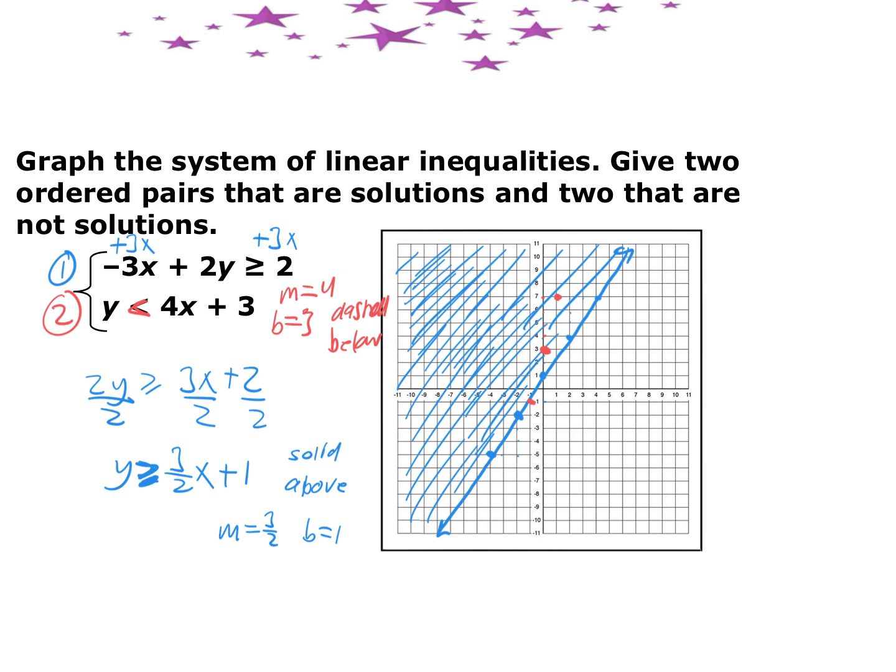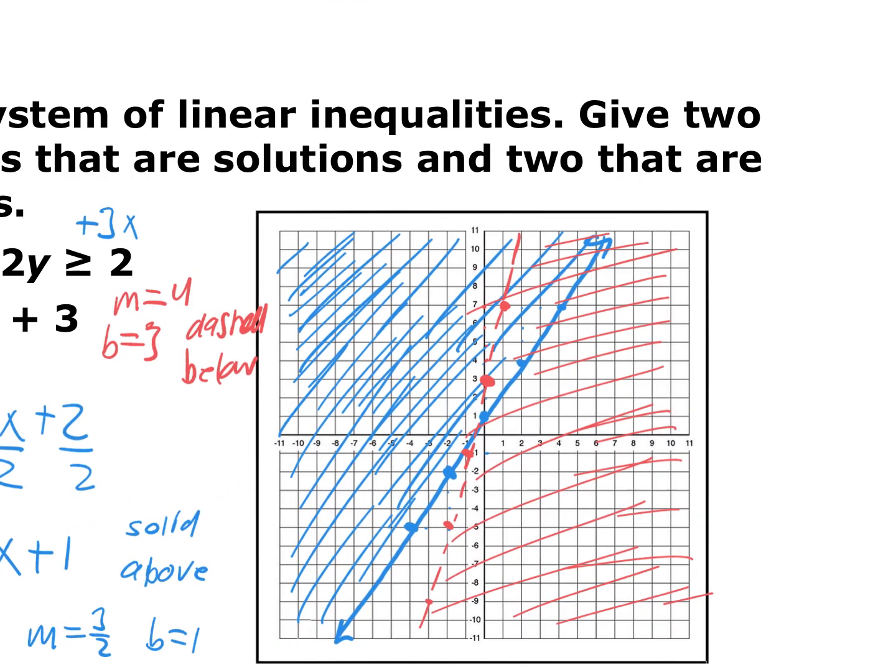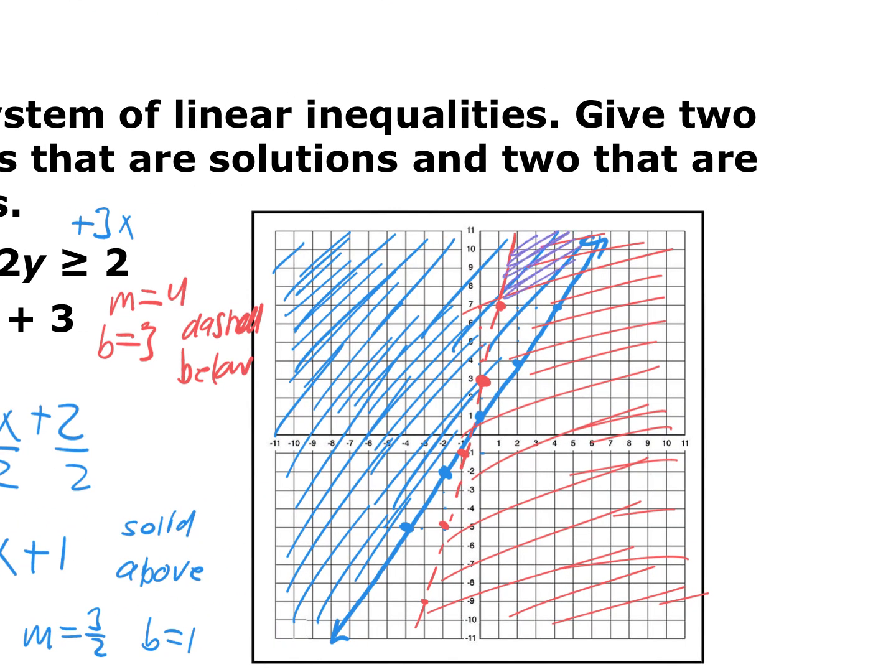All right, so I get 1 right there, 1 right there, 1 right there. All right, and then we get a dashed line. And I'm going to shade below. So something like that. And our area of solutions is going to be this area right here, where they overlap, right? So that's going to be our solutions.